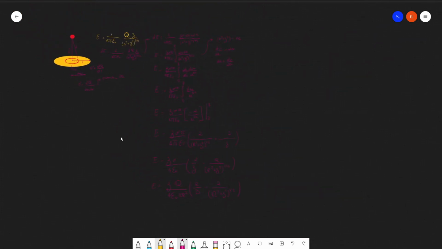So we calculated the electric field for the disk using the ring and the Gauss's law theorem, which is pretty interesting.